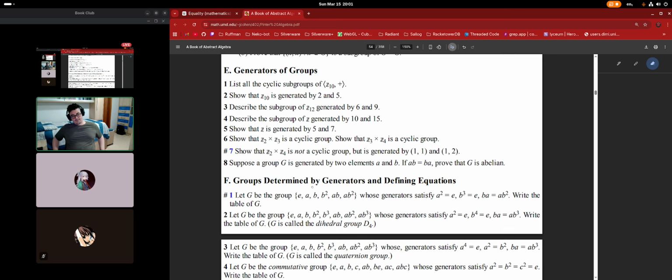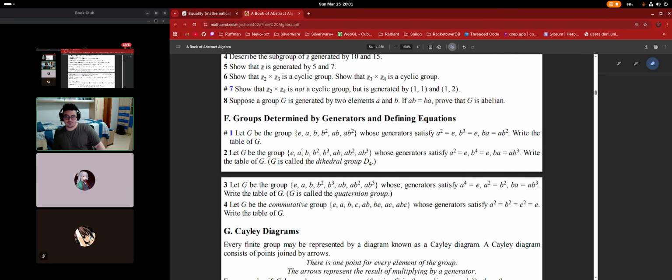Yeah, if the two generators commute, it's abelian. I know this is not a proof, but to me that's kind of a consequence of the statement. If the generators commute, then it is abelian. Yeah, sure.